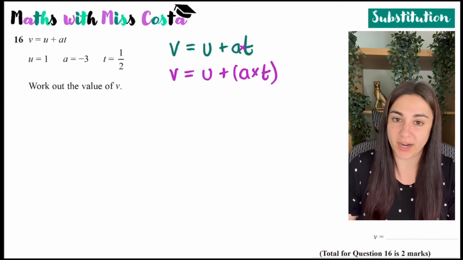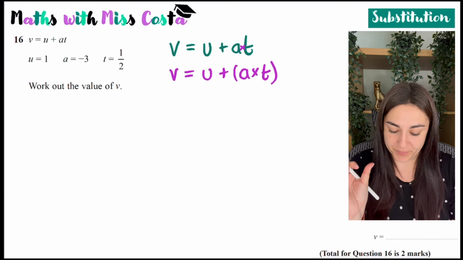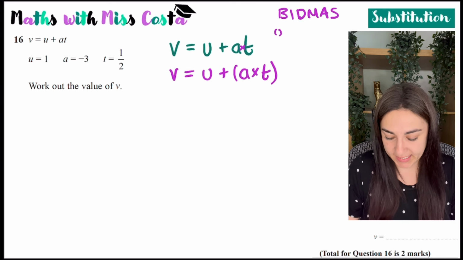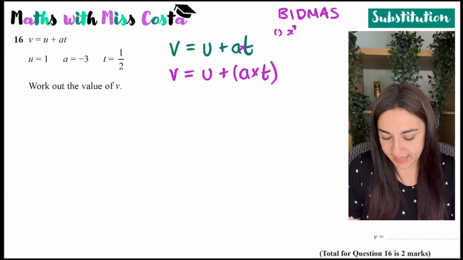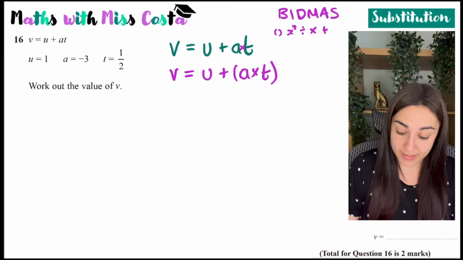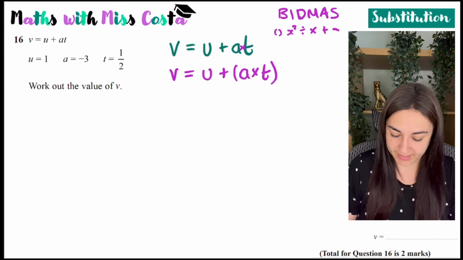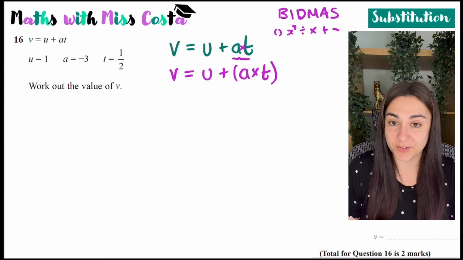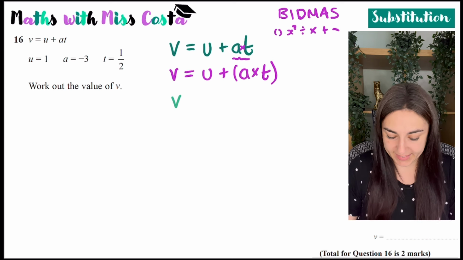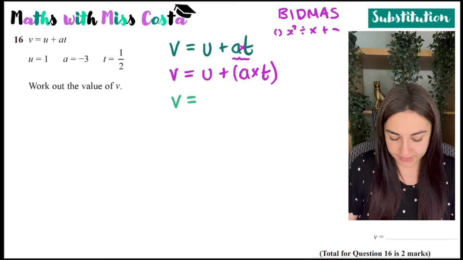And I've just put it in brackets to show that I'm going to do that first, because if I think about BIDMAS, what do I do first? I do anything that is in brackets, then anything that is in indices, then any division or multiplication, and only after that do I do addition and subtraction. So I know that I'm going to have to do this multiplication first. Now, once I know what my formula is saying, I can substitute the values.